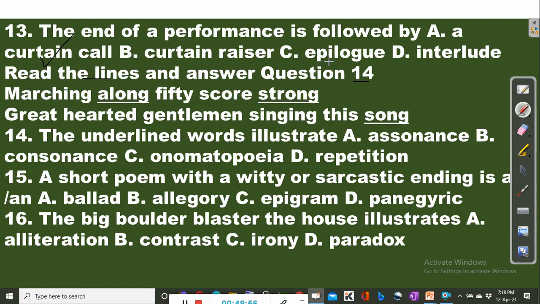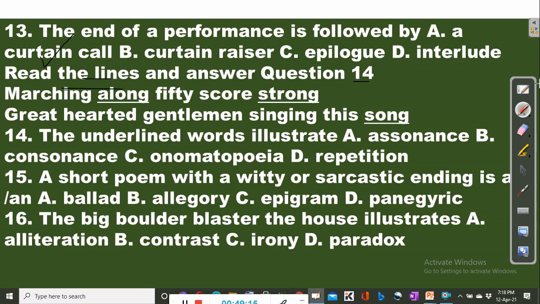All right. The opposite of epilogue is prologue. A prologue is something that is written to introduce a book. It comes at the beginning. Epilogue comes at the end of the book. Then interlude is something that comes in between episodes. All right. Now let's move on.